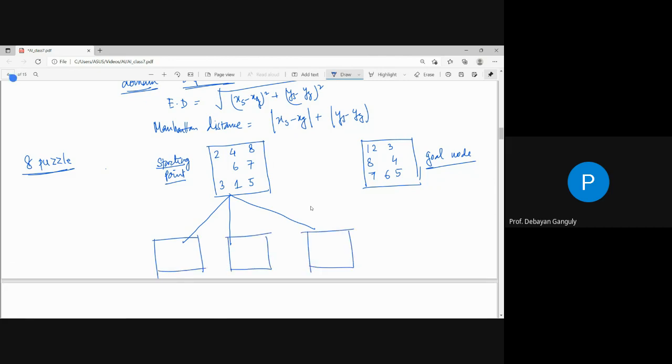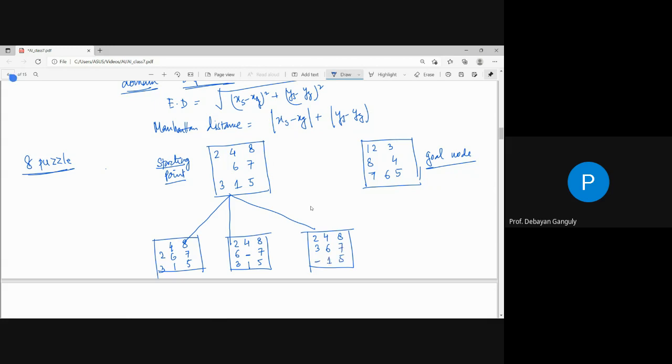So what are the cases? If I am moving it upward, that means the empty space goes up, this is 4, this is 8, this is 6, this is 7, this is 5, this is 1, this is 3. Now if it moves to the right side, this is 2, this is 4, this is 8, now this is 6, this is a space, this is 7, and I am moving the space to the right side. And another one, the space from that point moving downwards, that means this is 2, this is 4, this is 8, this is 3, this is 6, this is 7, that is 1, that is 5.